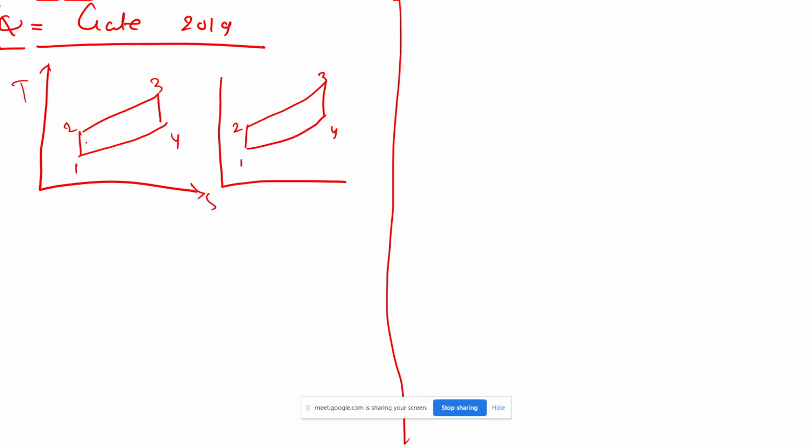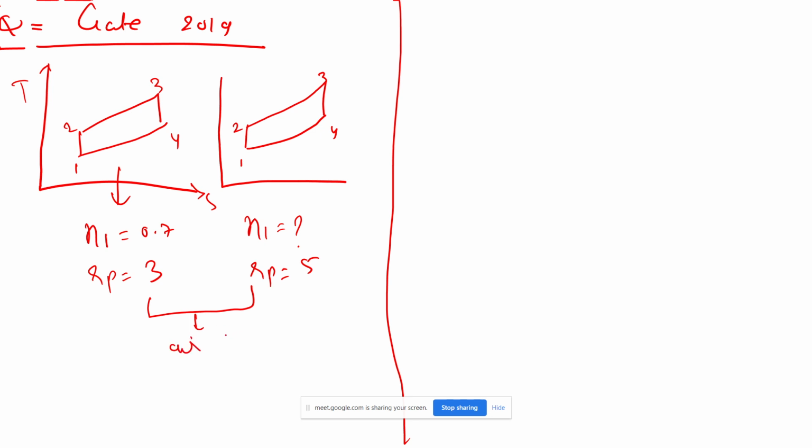In the question they have mentioned that the isentropic efficiency of the first cycle is 0.7, and the pressure ratio Rp is 3. For the second cycle, we have to calculate the isentropic efficiency, and the pressure ratio here is 5. Gamma for the working fluid, air, is the same for both cycles, so gamma is constant at 1.4. So we have to calculate the isentropic efficiency of the second turbine.